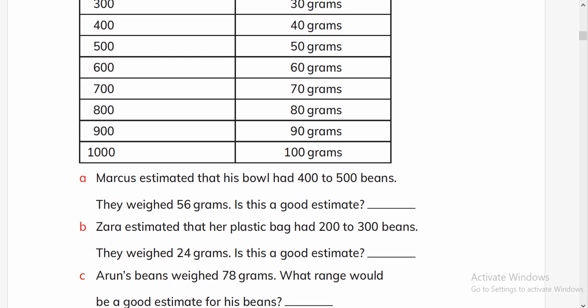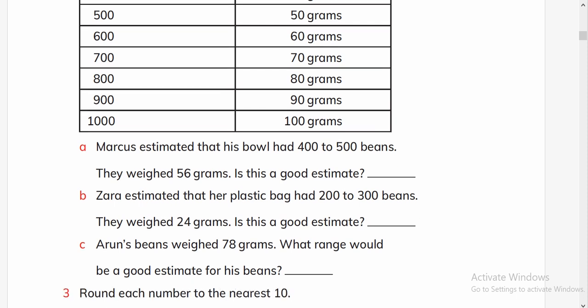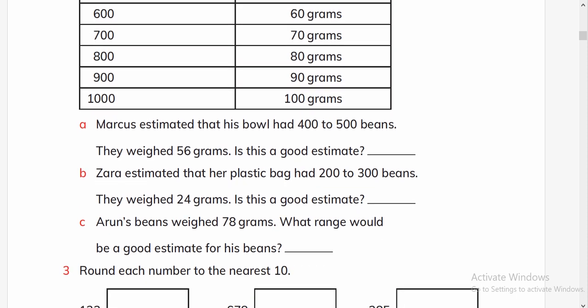Zaira estimated that her plastic bag had 200 to 300 beans. They weigh about 24 grams. Is this a good estimate? Yes, 200 to 300 means 20 to 30. So 24 grams is a good estimate. It is in the range.